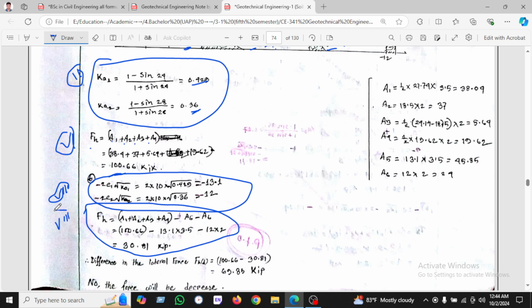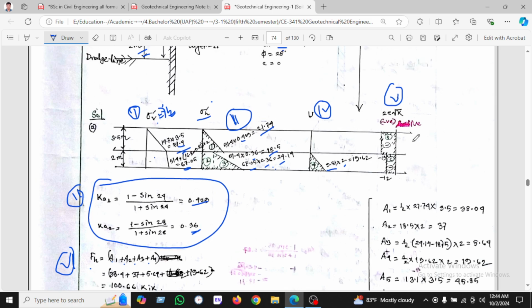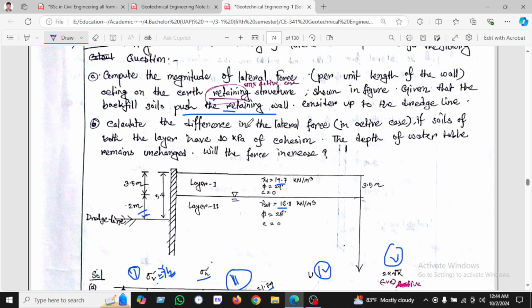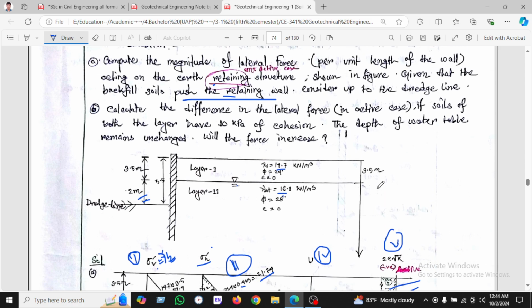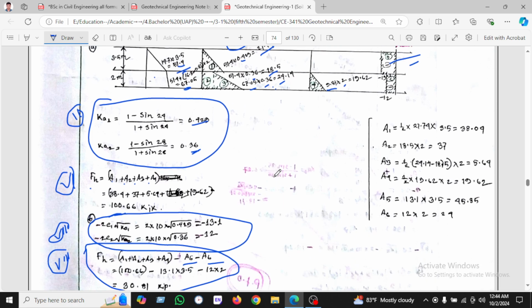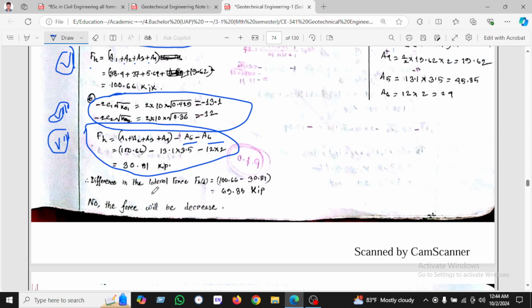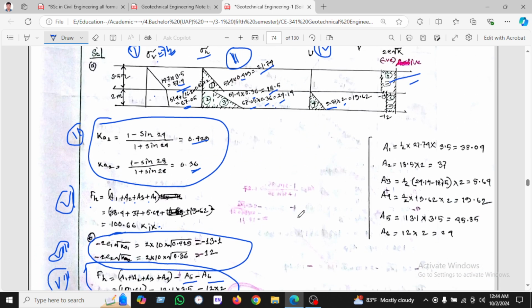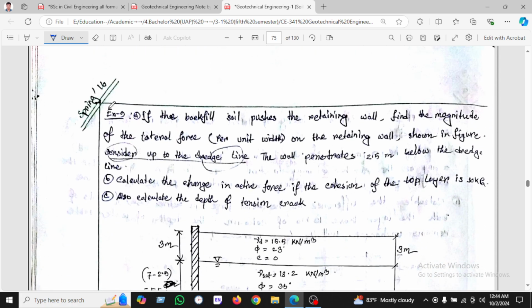For horizontal pressure A1, A2, A3, A4 and minus A5, A6, because this is the active case, we have to calculate. While we calculate, the soil is considered silt or clay, and the difference of the location is found. We have seen here 100 minus 31 and found 69 points. So now the force will be decreased. Force will be decreased.